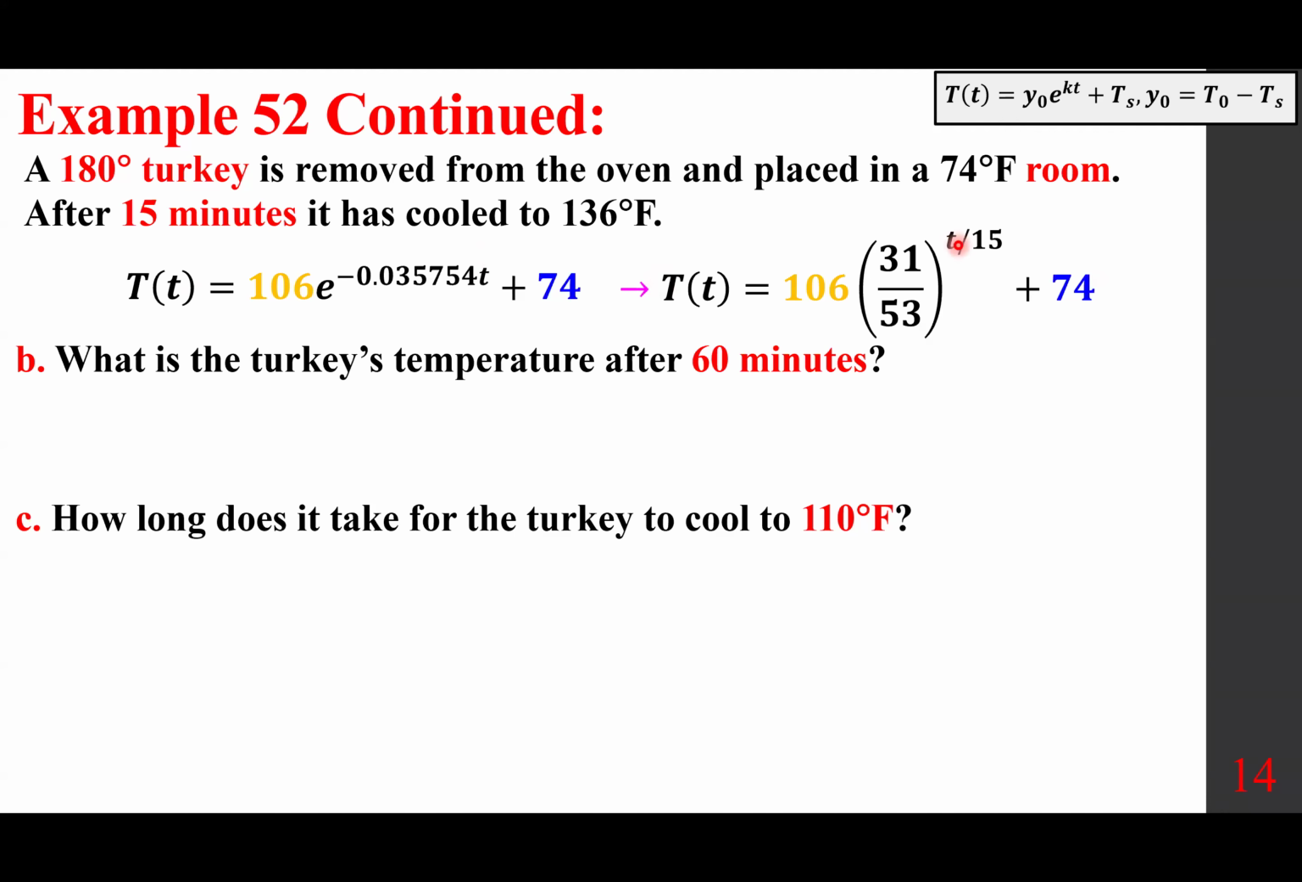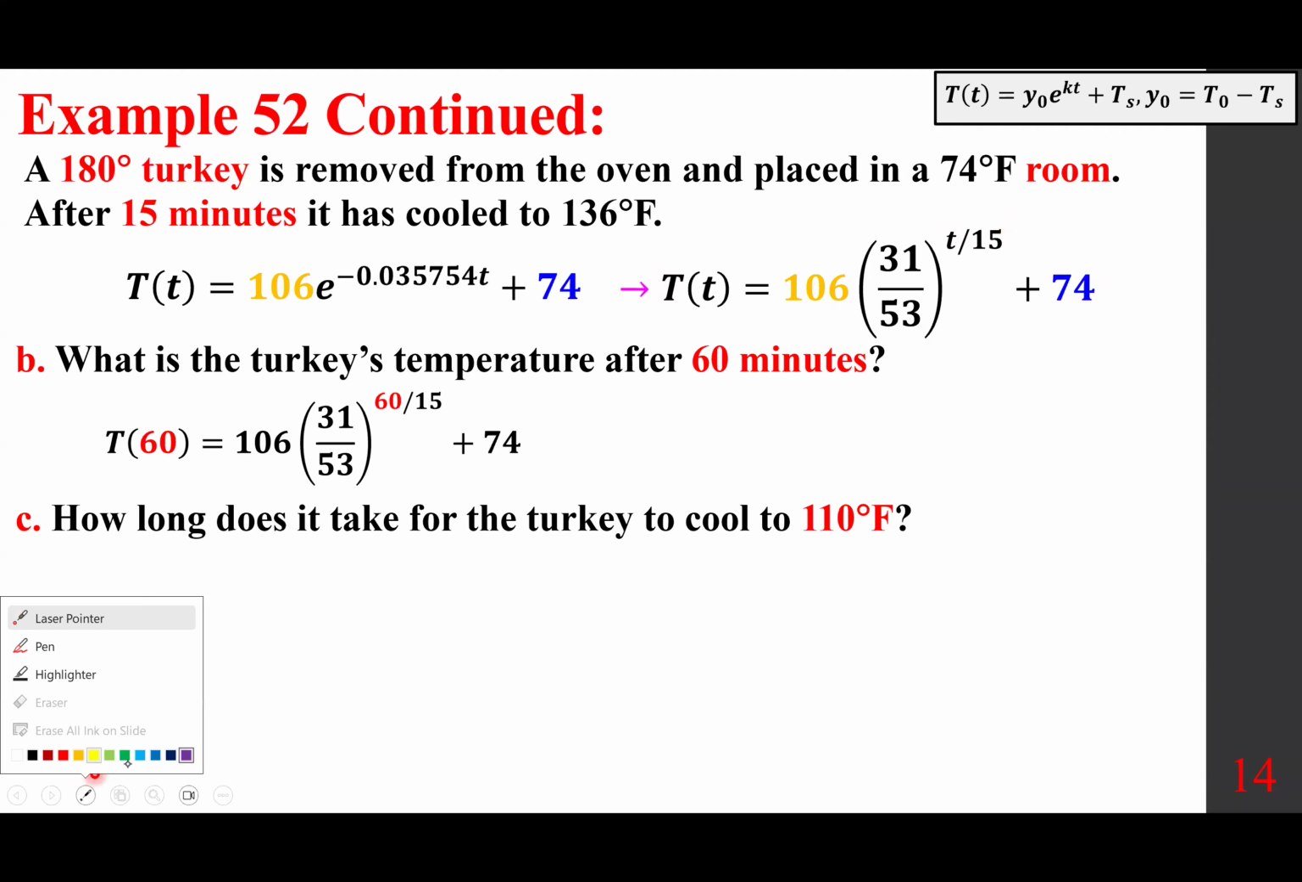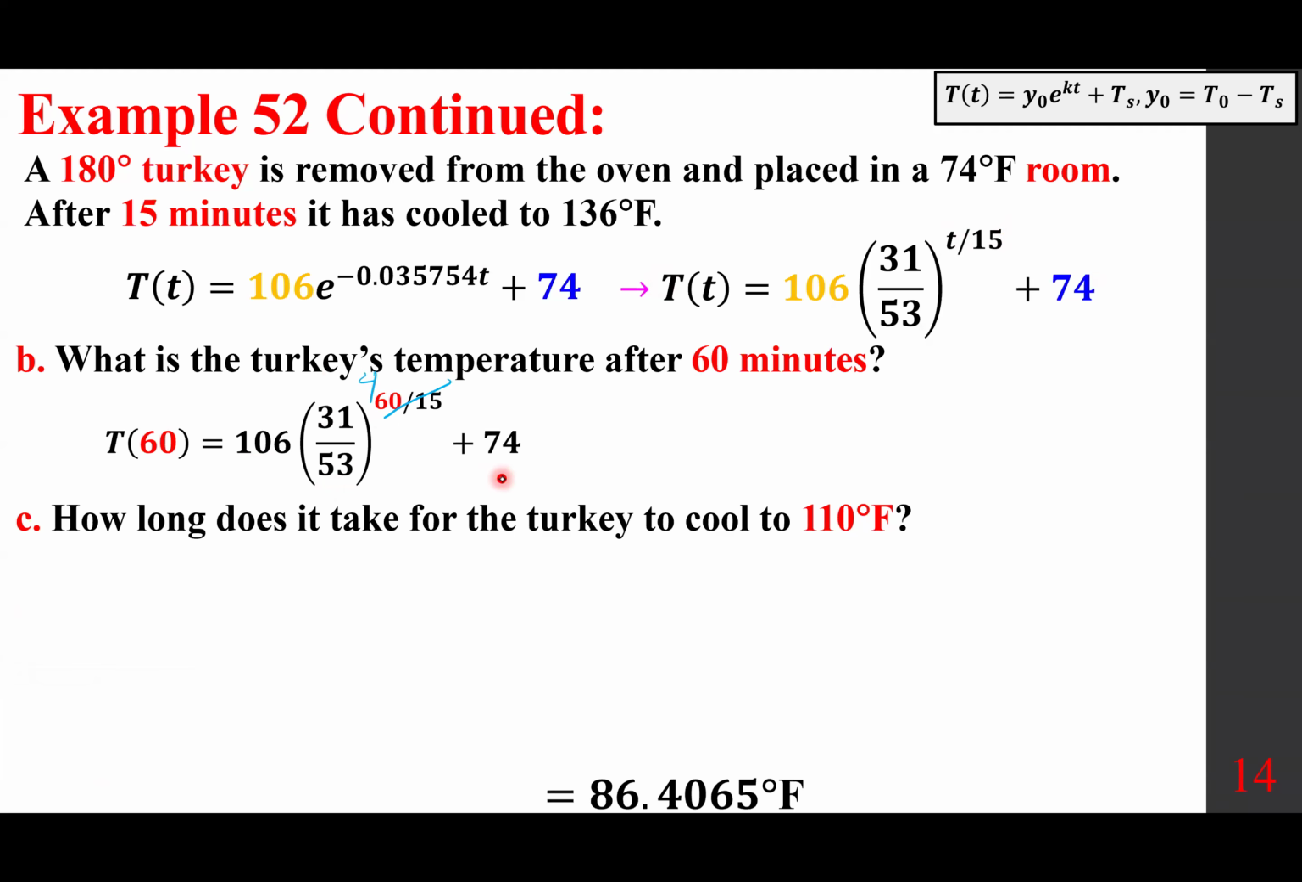But if I put it here, because 60 is divisible by 15, it gives you a little bit more precise answer, class. So this is obviously 4. So you raise 31 over 53 to the power of 4, times 106 plus 74, and you get 86.4065 degrees Fahrenheit. This number, as you raise it to a power, gets even smaller. You know that.